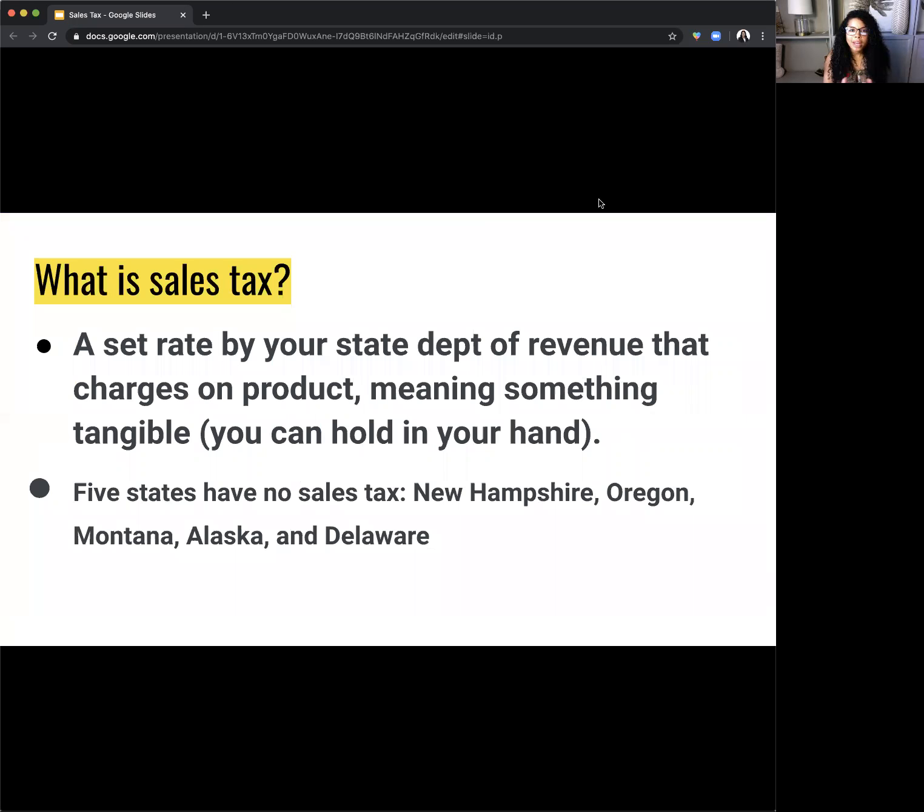So let's start with, what is sales tax? Sales tax is a set rate by your state Department of Revenue that charges on product, meaning something that you can hold in your hand. It's actually tangible. Now, this is going to be if you are a lash artist and say you sell lashes on the side, or say you are a hairstylist and you sell hair or wigs. This is something tangible that you should be charging tax on. The reason you should be charging tax is because you're going to have to pay the tax in the end. There are only 5 states who don't have any sales tax at the moment, and that is New Hampshire, Oregon, Montana, Alaska, and Delaware.